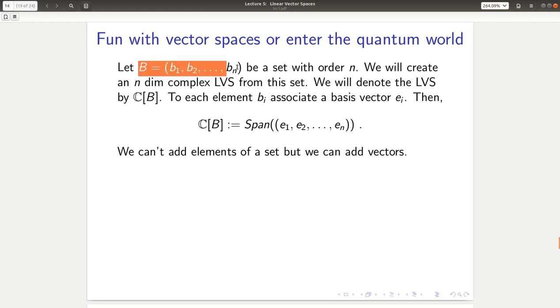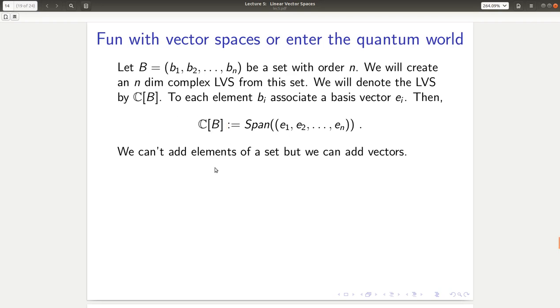So to any set B, I can construct a vector space C of B. How do you do that? To each element Bi, you associate a basis vector Ei. These E1 to En are assumed to be linearly independent, by construction, and so you have this set of n vectors, one for each of these, and the span of that will give you a vector space. That vector space is what I call C of B.